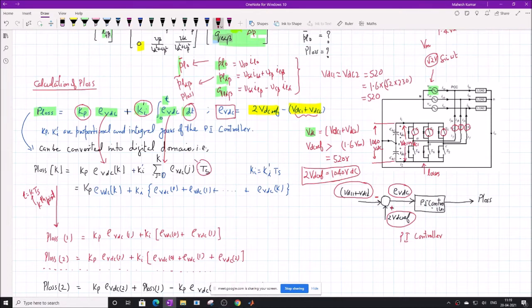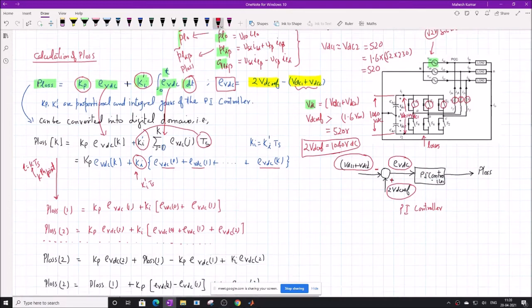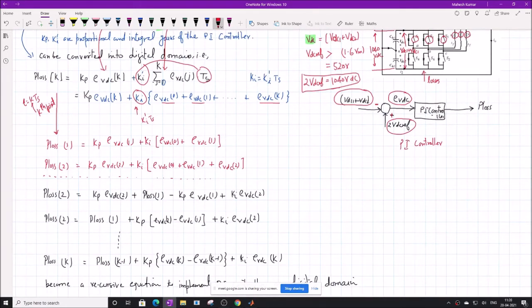and this Ts can be combined with this gain Ki dash, call it Ki. So Ki is equal to Ki dash into Ts. So another gain we can say. And this summation becomes EVDC 0 plus EVDC 1 and so on till EVDC k. Correct? But this is rather difficult to implement on a recursive basis. So we have to simplify again in such a way that it becomes a recursive calculation. So for that we will do some simplification.